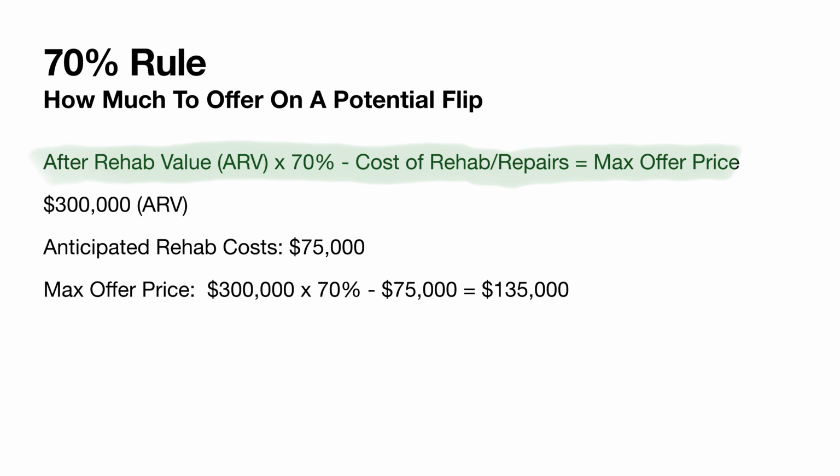So if the house sells for $300,000 after the flip is completed, you multiply $300,000 by 70%, and that gives you a value of $210,000. Let's assume that in this case the house needs $75,000 worth of work. You subtract $75,000 from your $210,000, and that leaves you $135,000. That means your offer price for this house should be no more than $135,000. By the time you make that purchase, do the rehab and sell, you should have a little profit built in there for you. So that's how the 70% rule works.